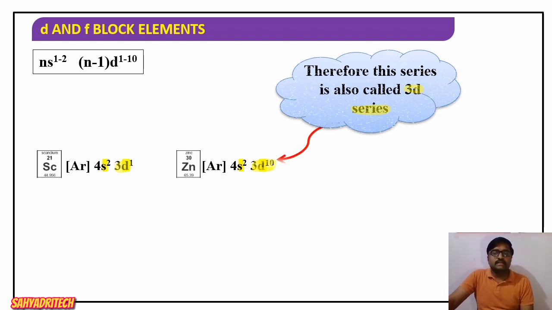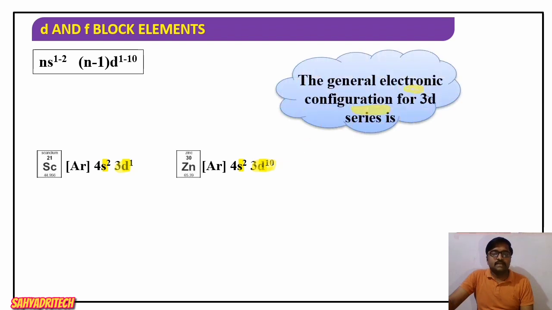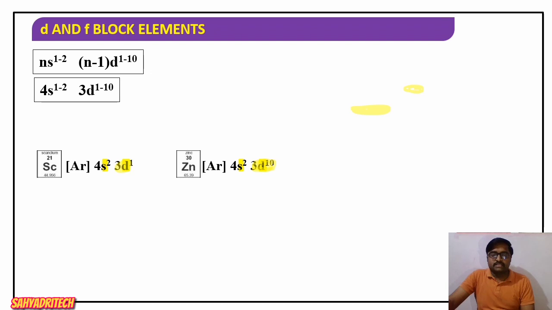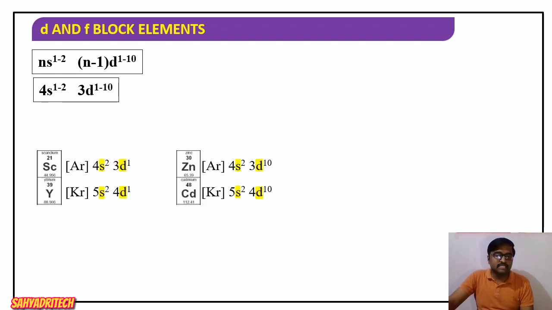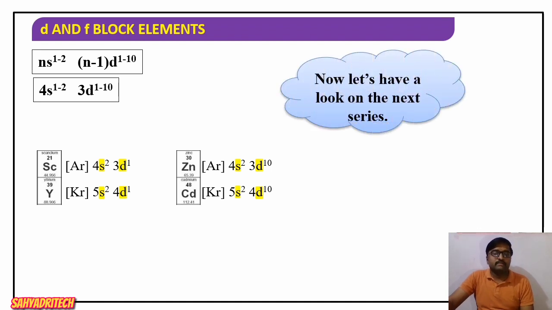Similarly, what do we consider the general electronic configuration? So ns1 to 2, 3d 1 to 10 is the general electronic configuration for 3d series elements. Similarly, if you go for the next series, what is the next series? That is yttrium to cadmium, the second series.